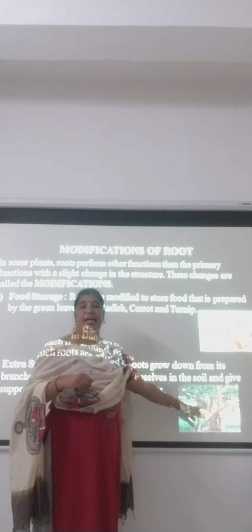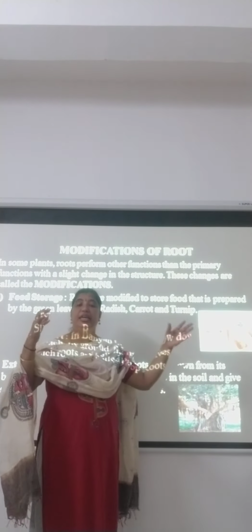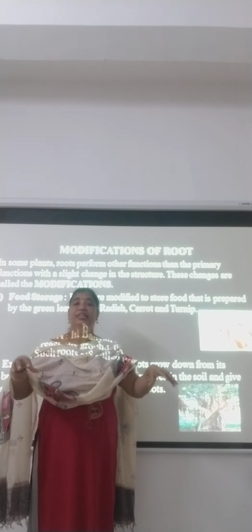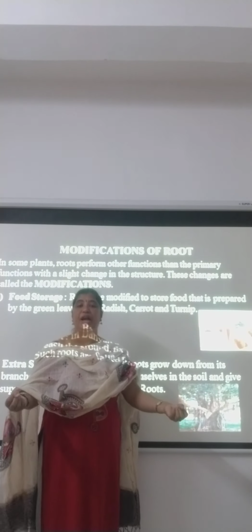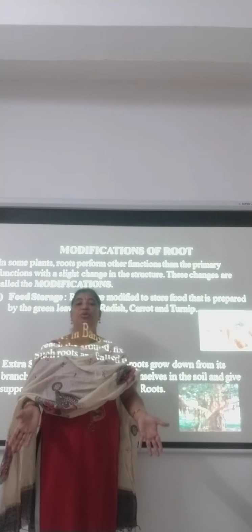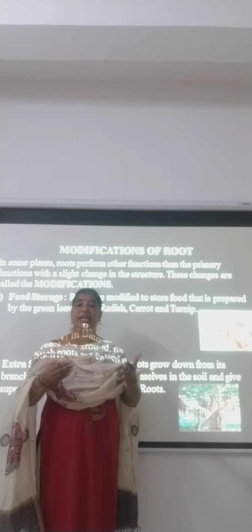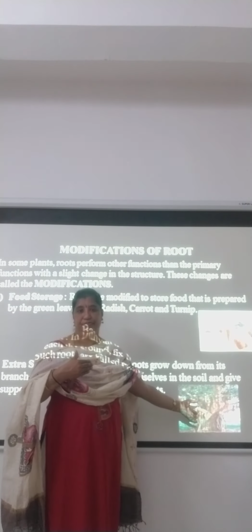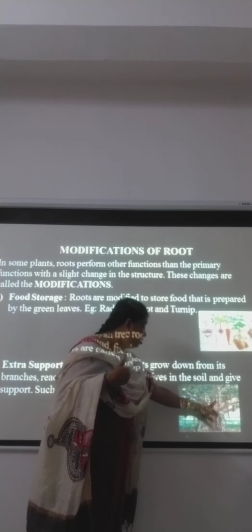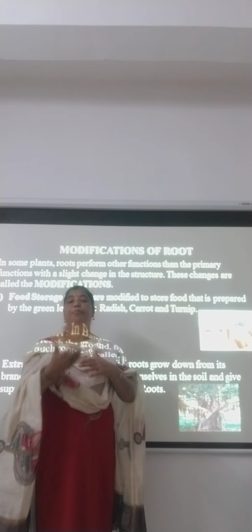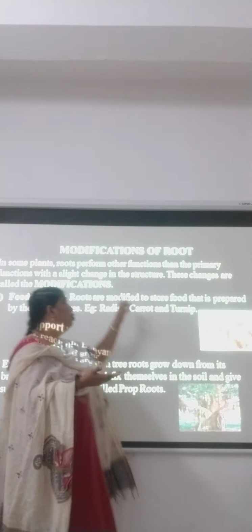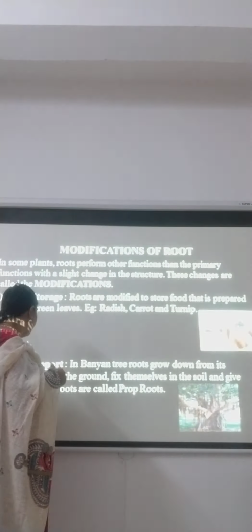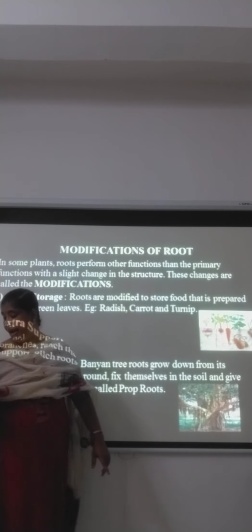Now, to avoid that, the stems are again modified in such a way that they give roots from the branches, and these roots hold the soil once again. They are nothing but an extra support to the branches of the tree. Understood, children? So these roots are giving extra support to the tree. So roots are modified to store the food, and also to give extra support to the plants. Right?